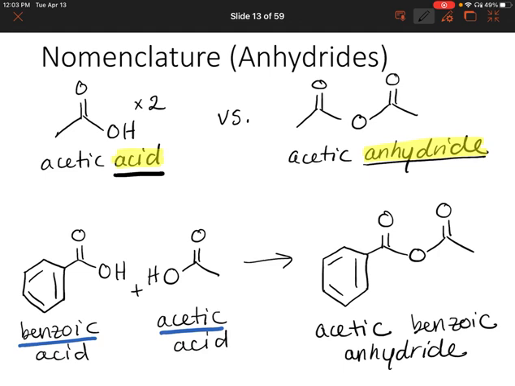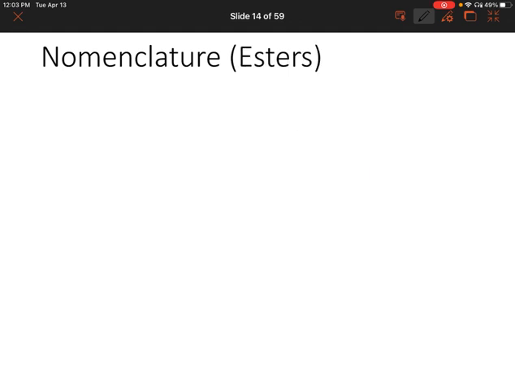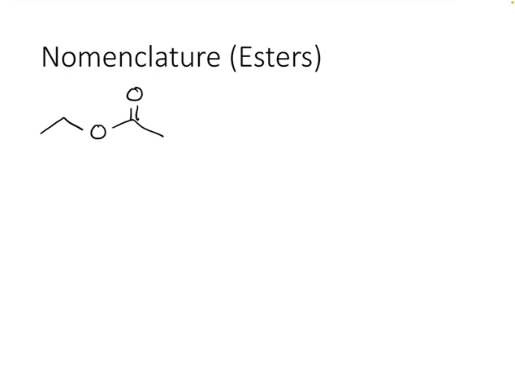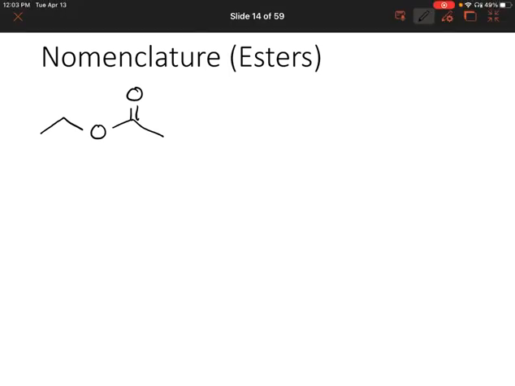Okay, let's move on to esters, which are a little more complicated in terms of naming. So let's start with this ester here. The way that we name esters is we first try to find the component of our product that was the carboxylic acid we started with, because remember, we're creating this ester from a carboxylic acid.